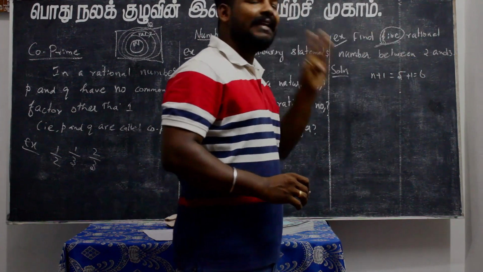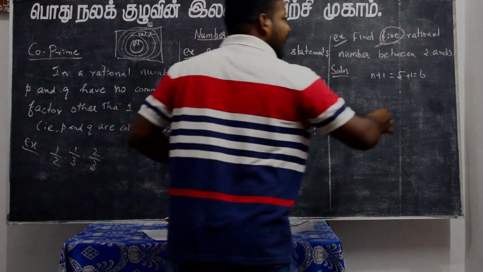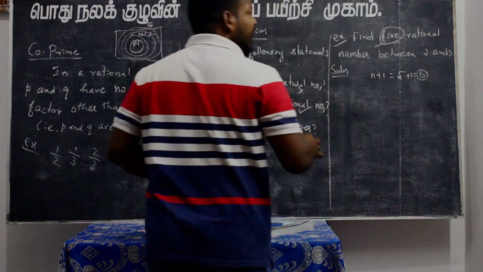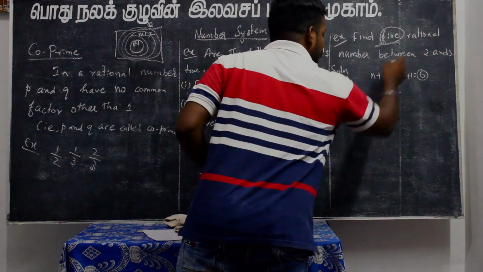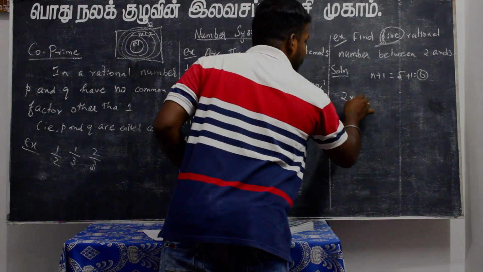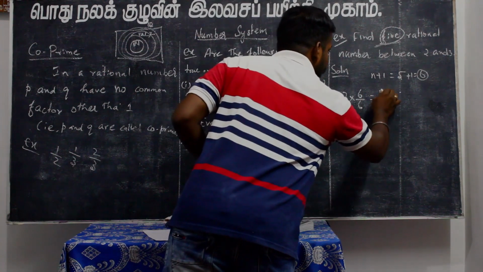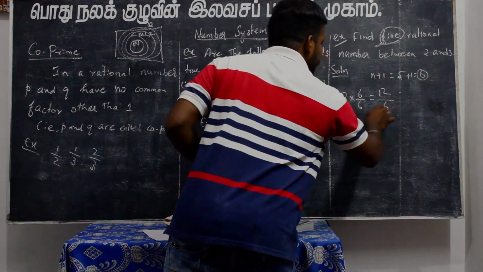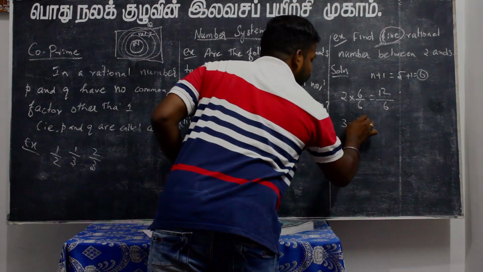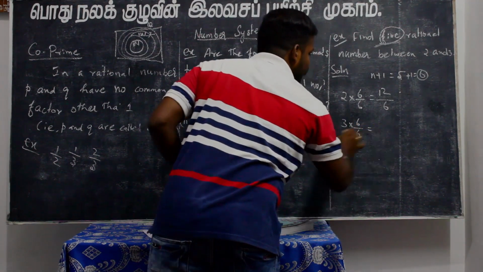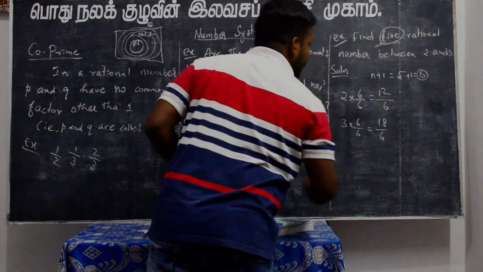If you want to find a third rational number, 3 plus 1, you will get 4. So what we want again: 6 you are getting, so you multiply numerator and denominator by 2. What will we get? 2 multiplied by 6, 12 divided by 6. Again, what is the next number? 3. So you multiply numerator and denominator by 6. What will we get? 3 into 6, you will get 18 divided by 6.